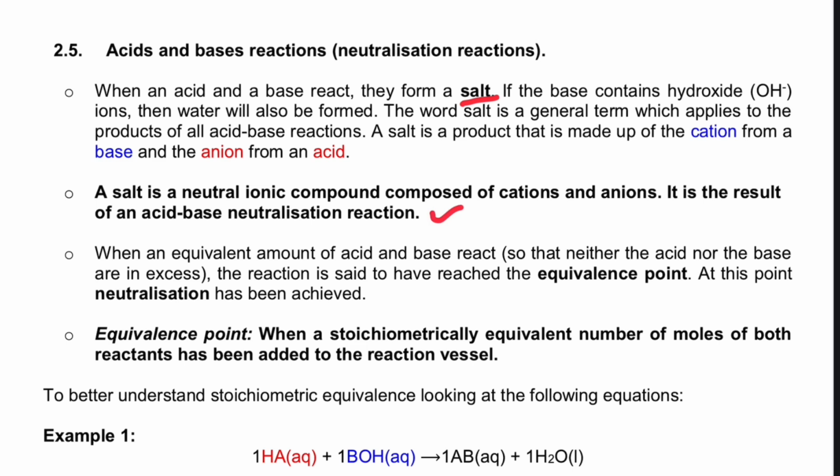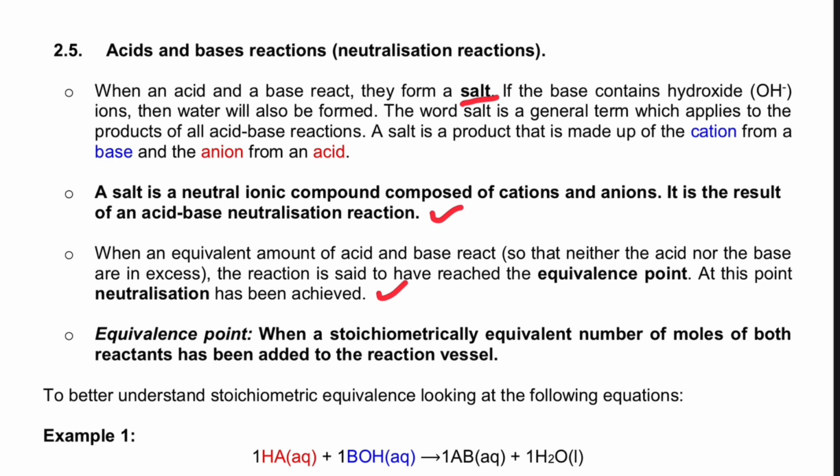And then when an equivalent amount of acid and base react, so that neither the acid nor the base is in excess, the reaction is said to have reached the equivalence point. At this point, neutralization has been achieved. So if we have equal amounts of acid and base, and then they react completely, and there's no base or acid in excess, we say that we have reached the equivalence point, right? And then that is where we can say neutralization has been achieved, right?